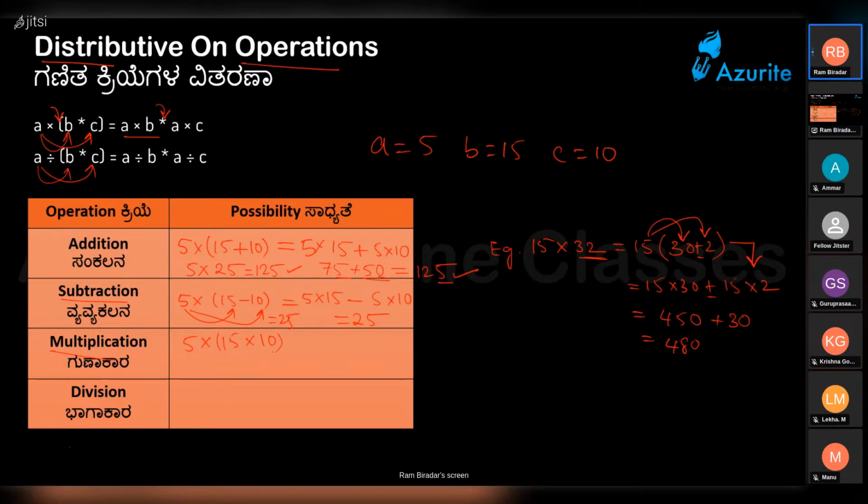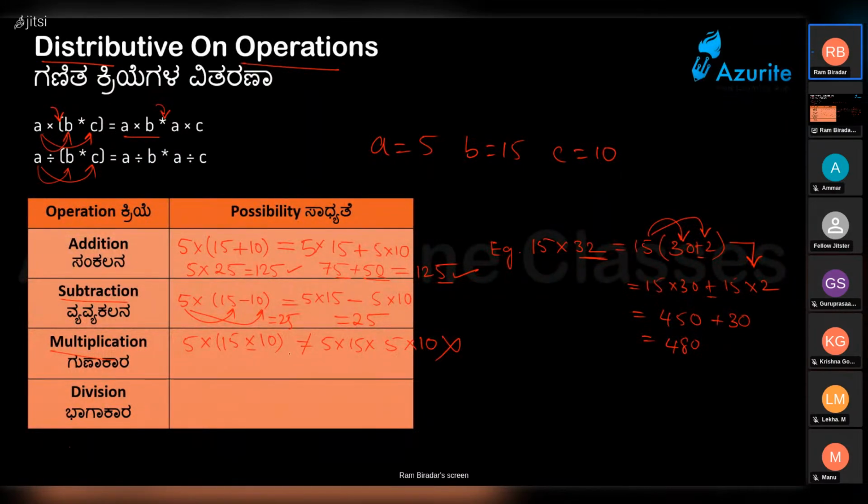C is 10. So 5 into 15 into 10. Here is the bracket. We cannot actually distribute in the multiplication. We cannot do this. 5 into 15 into 5 into 10 would be wrong, because the operation is multiplication. So we cannot use the distribution. We have to directly do it.